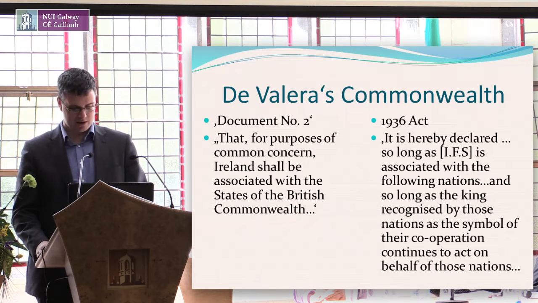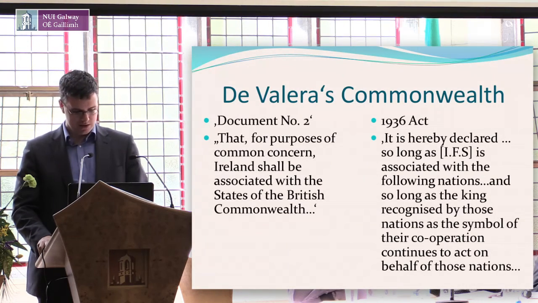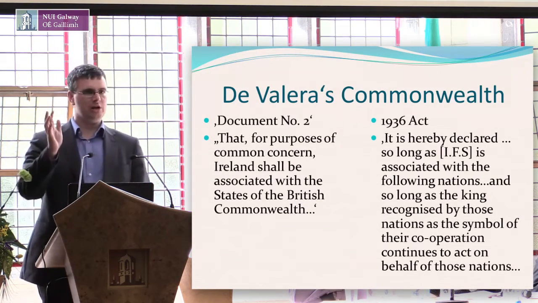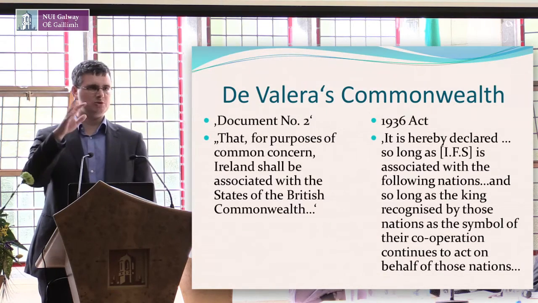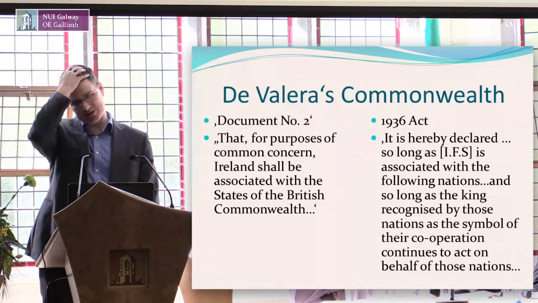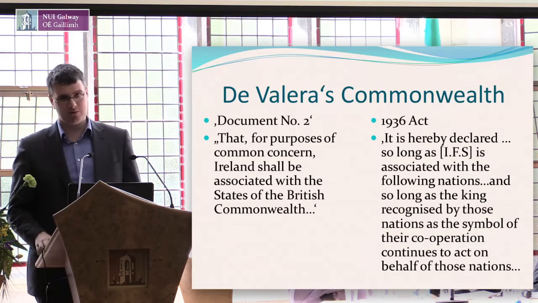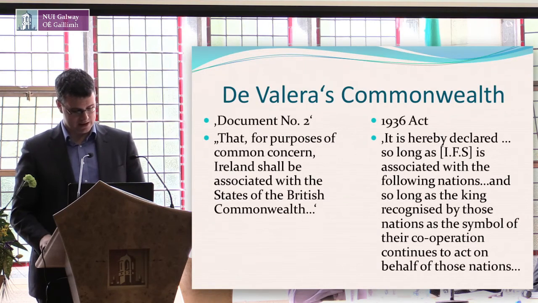declares that the Irish Free State recognizes the king so long as it's associated with the Commonwealth, and that the king is recognized by the other Commonwealth members as the symbol of their cooperation. As you can see, there's a very strong similarity between De Valera's idea in 1921 and what he eventually enacts in legislation in 1936. Notwithstanding this change, the Commonwealth still treats the Irish Free State as a member of the Commonwealth, and basically this has achieved no fundamental change in status.